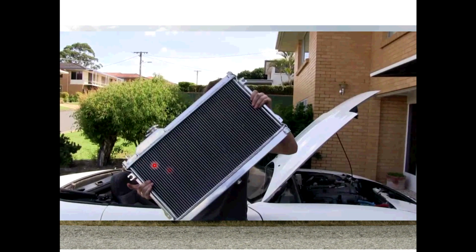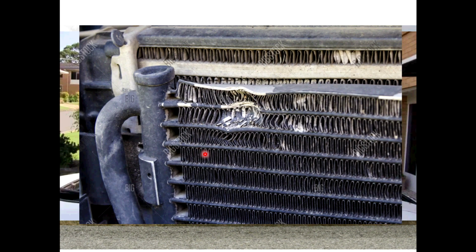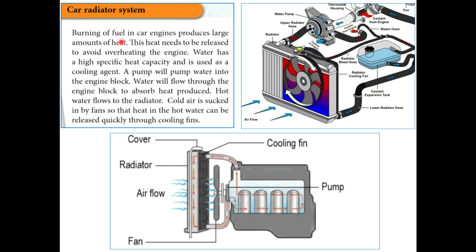So this picture shows a radiator also, so that it is clear for you to see. Zoom in, you can see that the radiator consists of fins, right? And these fins actually provide more surface so that more heat can be released to the surrounding. Burning of fuel in the car engine produces a large amount of heat. So this heat must be released to avoid overheating of the engine. So normally we use water as the cooling agent because water has high specific heat capacity, that is 4200 joule per kg per degree Celsius.